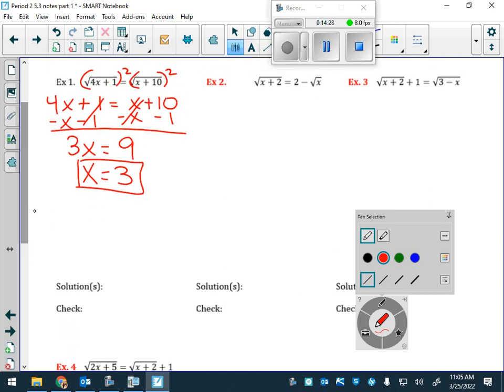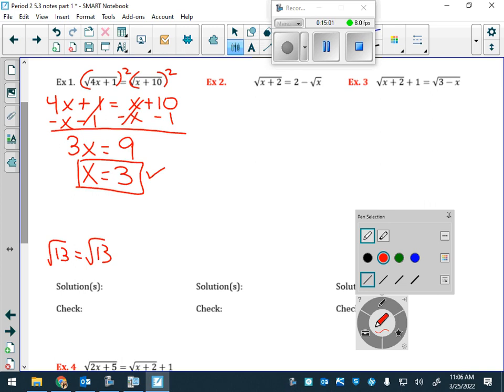Okay? Now we need to check to make sure there's no extraneous solution. So when we plug this in, 4 times 3 is what? 12 plus 1. Okay, so on one side we have the square root of 13. Now, 3 plus 10. Do we have the same number on either side? Yes. So 3 works. Okay? This one is very straightforward in terms of you're just squaring both sides. It gets a little complicated in examples 2 and 3.